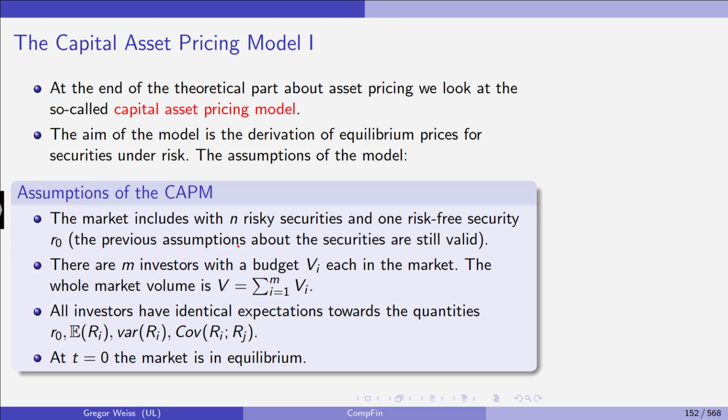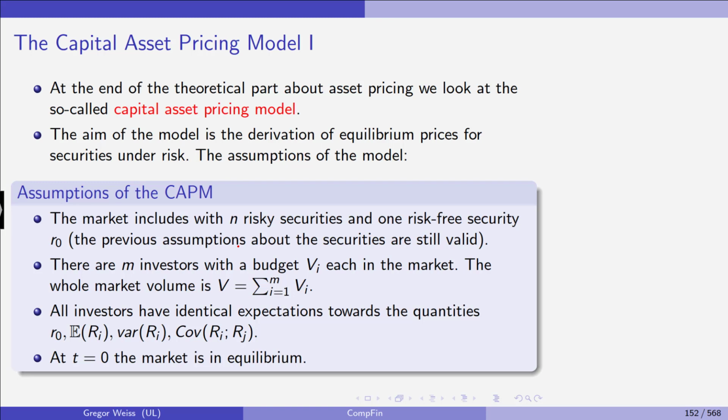Now, after having seen the Tobin separation, let's look at the capital asset pricing model. The aim of the model is the derivation of equilibrium prices for securities. You want a pricing model that tells you, okay, this security should cost, let's say, 120 euros. So what are the assumptions?